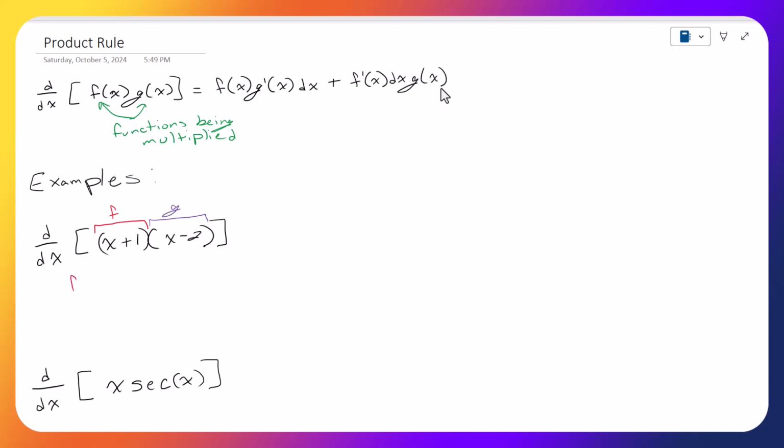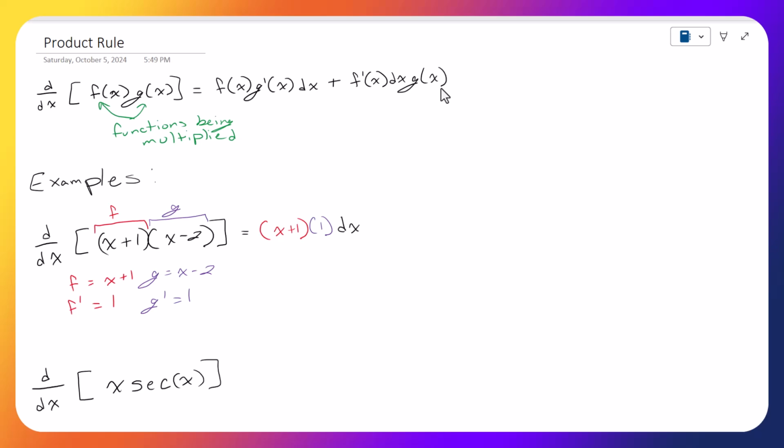Well then, f equals x plus 1, f prime, we can just use our sort of power rule for this. The derivative of x is just 1, the derivative of 1 is 0. So we just get that, and then we look at g equals x minus 2, g prime, again, the derivative of x is 1, the derivative of negative 2 is 0. And now we can put everything into place. We get f, so we have x plus 1 times g prime of x, which is just 1, times d of x.